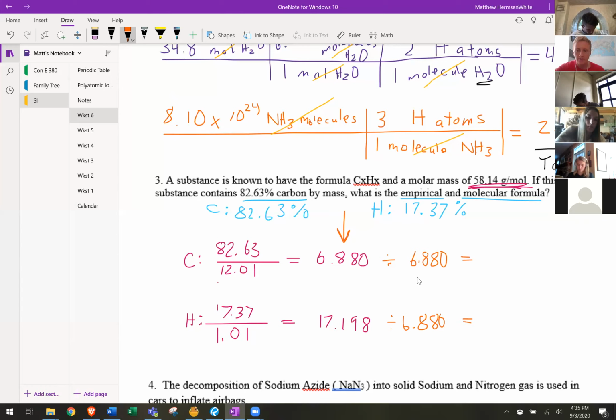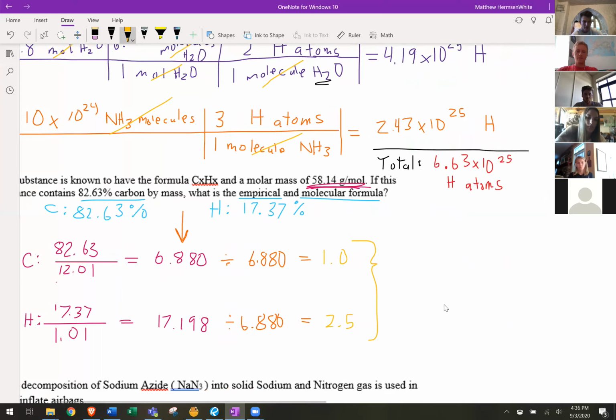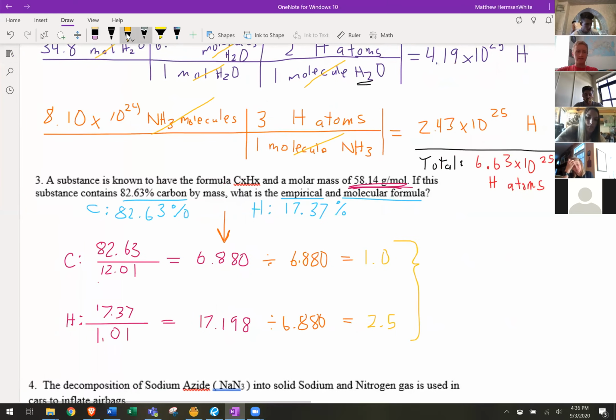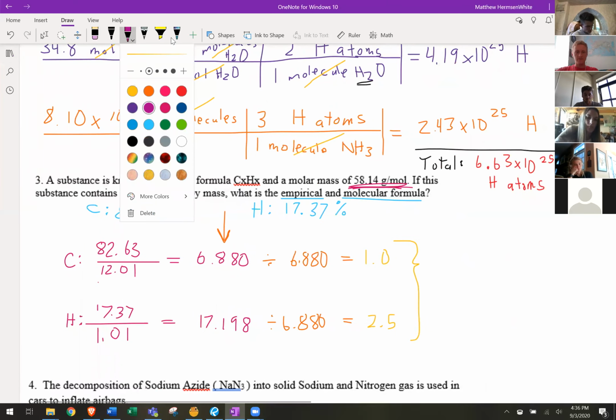And that should come out, when you divide this, you'll get just a nice even 1.0. And when you divide this, you should get about 2.5. Now, who can tell me what these numbers mean? Does anyone remember from the other day, what do these numbers mean? 2.5, you would double the number because it's 0.5. Right, yep, exactly. So these are the numbers of your chemical formula.